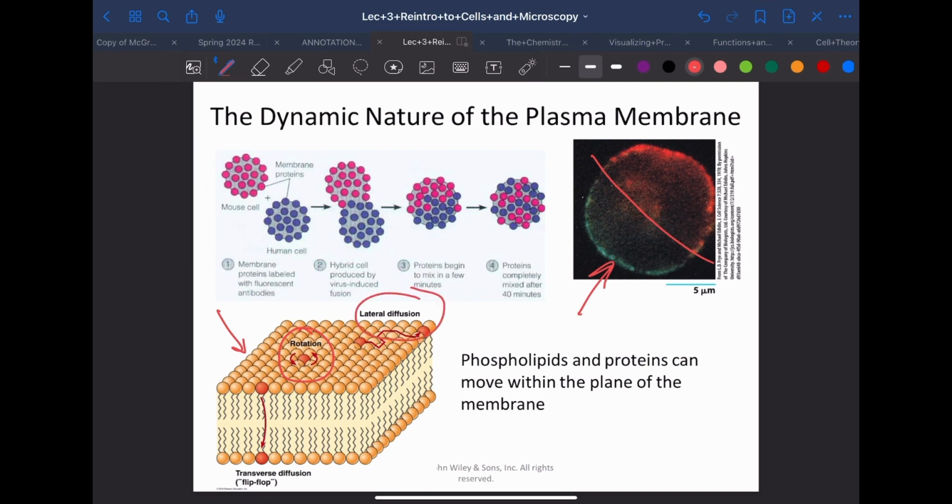So side to side, and then they can also flip-flop. Flip-flopping is the rarest one though, right? They can do it, it's just that it takes special enzymes to make them do that, and I think it takes a lot of energy for it to do that, right? So they need a special enzyme to be able to flip to the other side of the membrane.